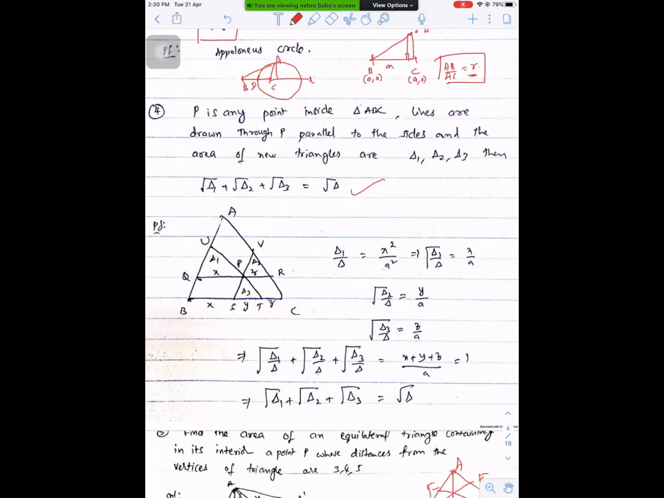Just check this. Any doubt in this part? Can we go to the next question? All these problems are there in your workbook only. The workbook has many different model problems.